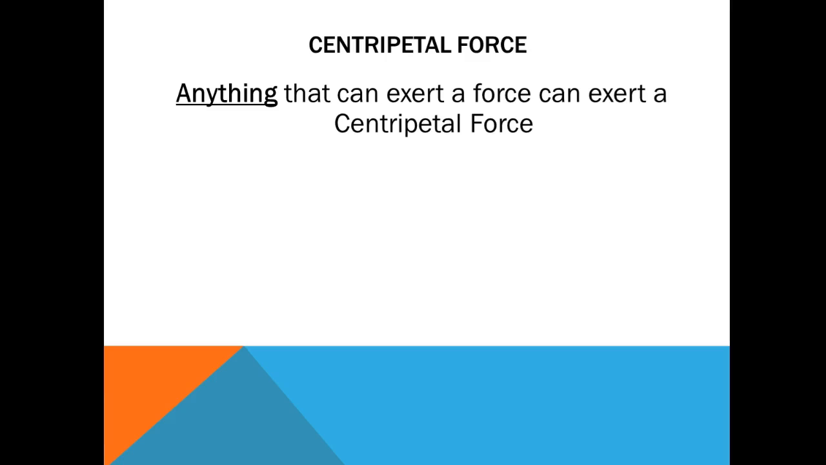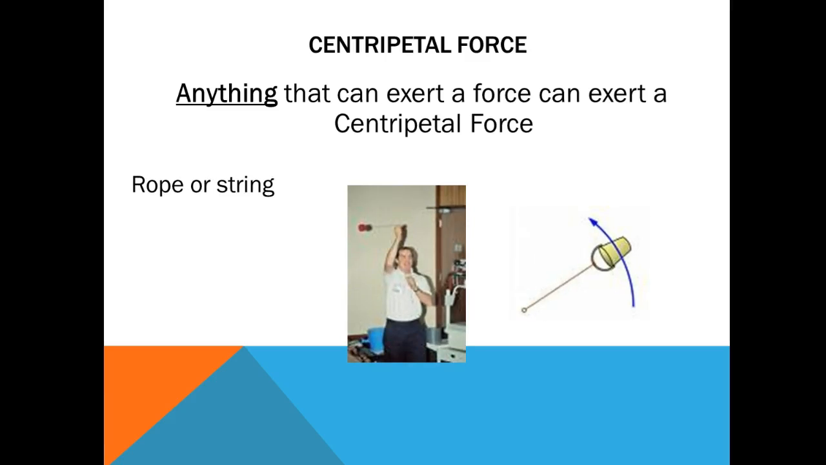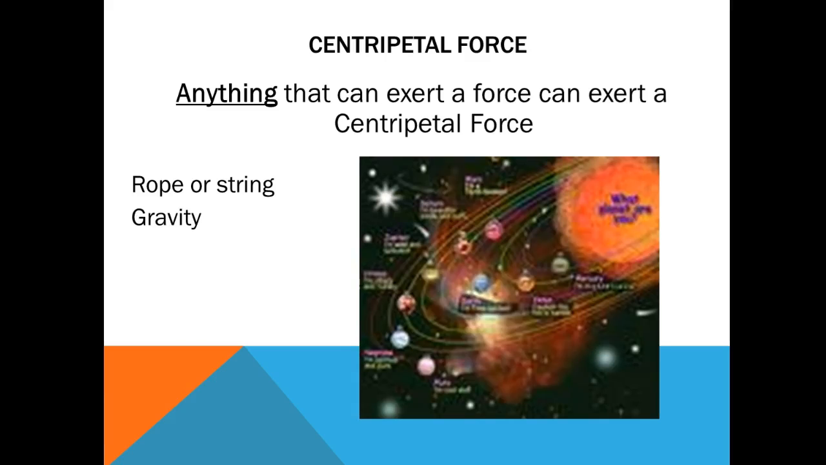A centripetal force is not a new force. Anything that can exert a force can exert a centripetal force. So a rope or string, which would be a tension force, can represent centripetal force. It can keep an object moving in a circle. Gravity, so like the planets rotating around the sun. The gravitational pull between the Earth and the sun keeps us in orbit around the sun.